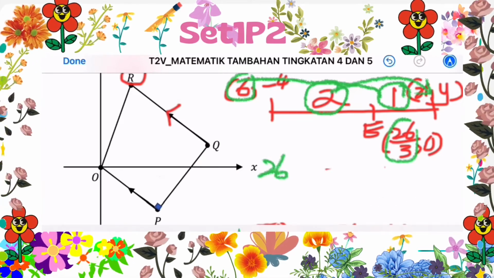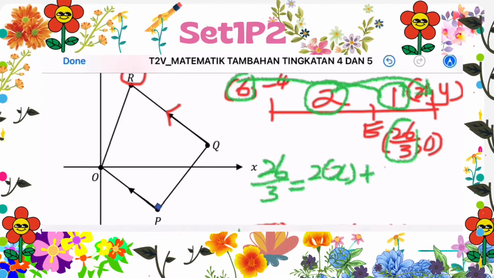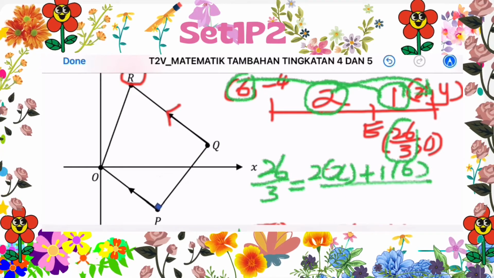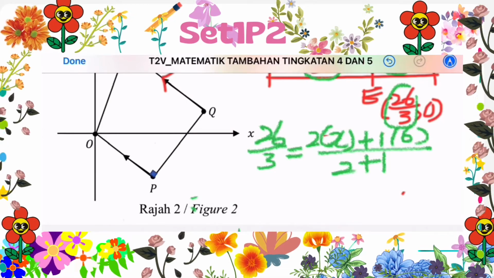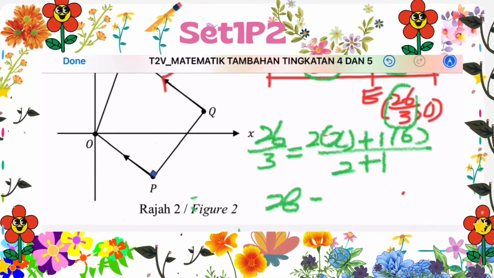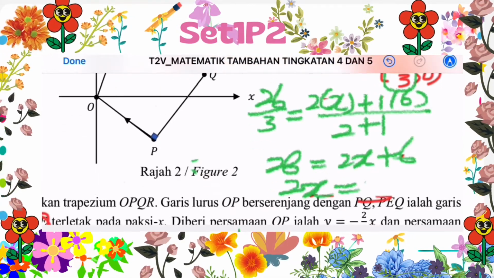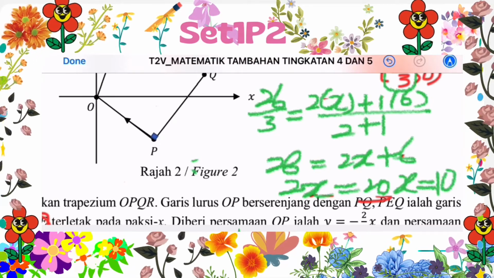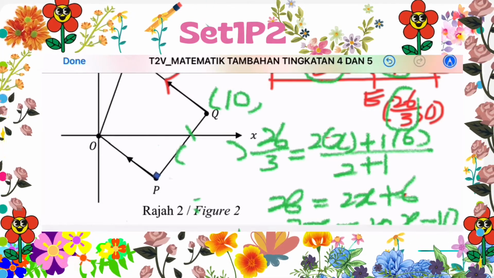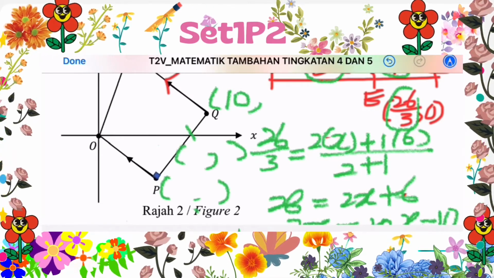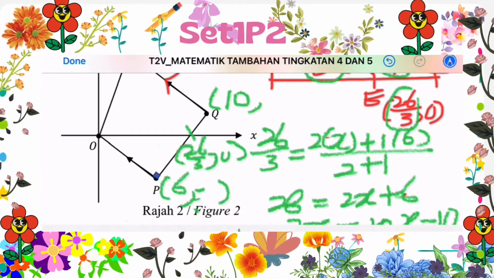So 26 over 3 is equal to (2 times x plus 1 times 6) over (2 plus 1). Alright, we can solve it easily because of this 3, so 26 is 2x plus 6. So 2x equal to 20, right? So x is 10. So we found out the x here is 10. This one is 26 over 3, this is 0, and the point P we have 6, negative 4.